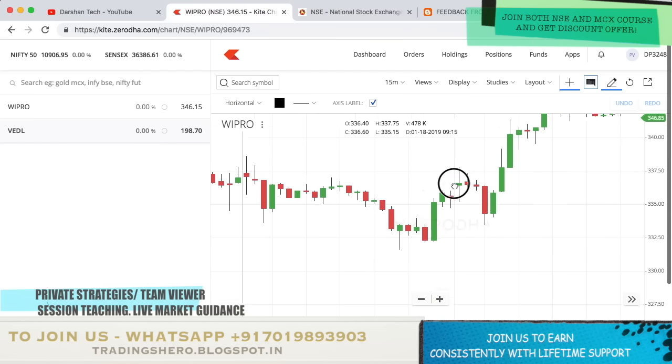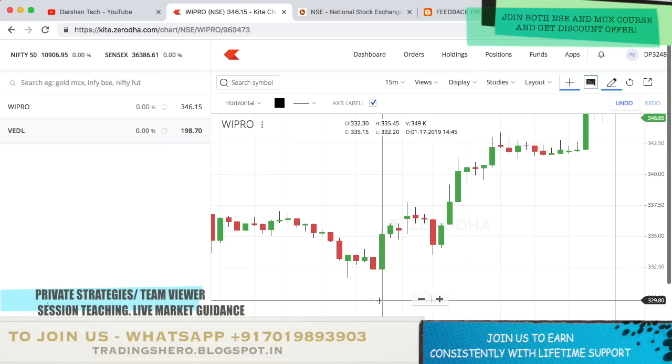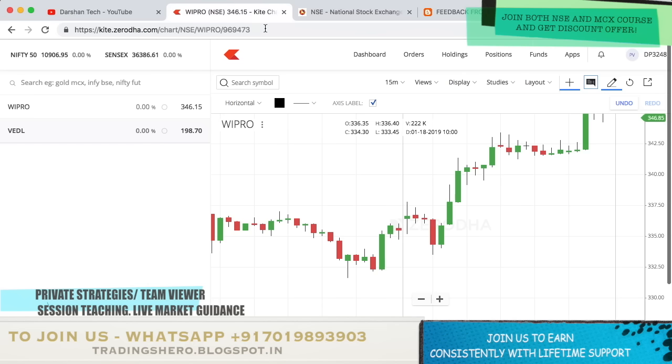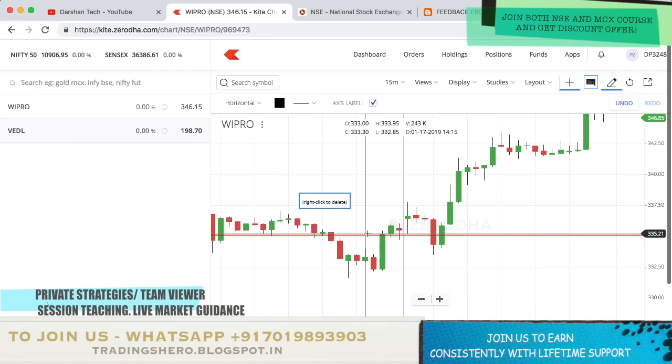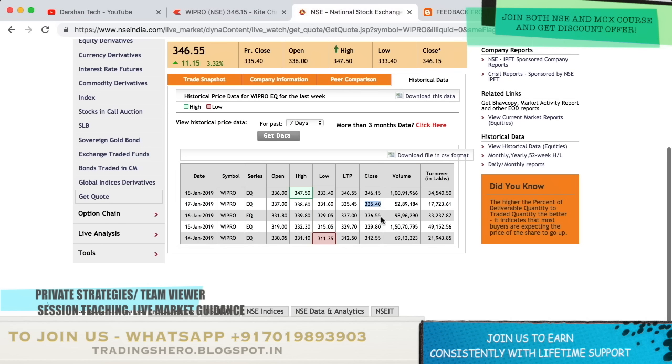Now let's say you have to trade on 18th of January on Wipro. What you will do is mark the closing price of 17th on the chart. The closing price on 17th is 335.40. Let me just mark it again. Yes, 335.40 was the previous closing price. We have marked it here.